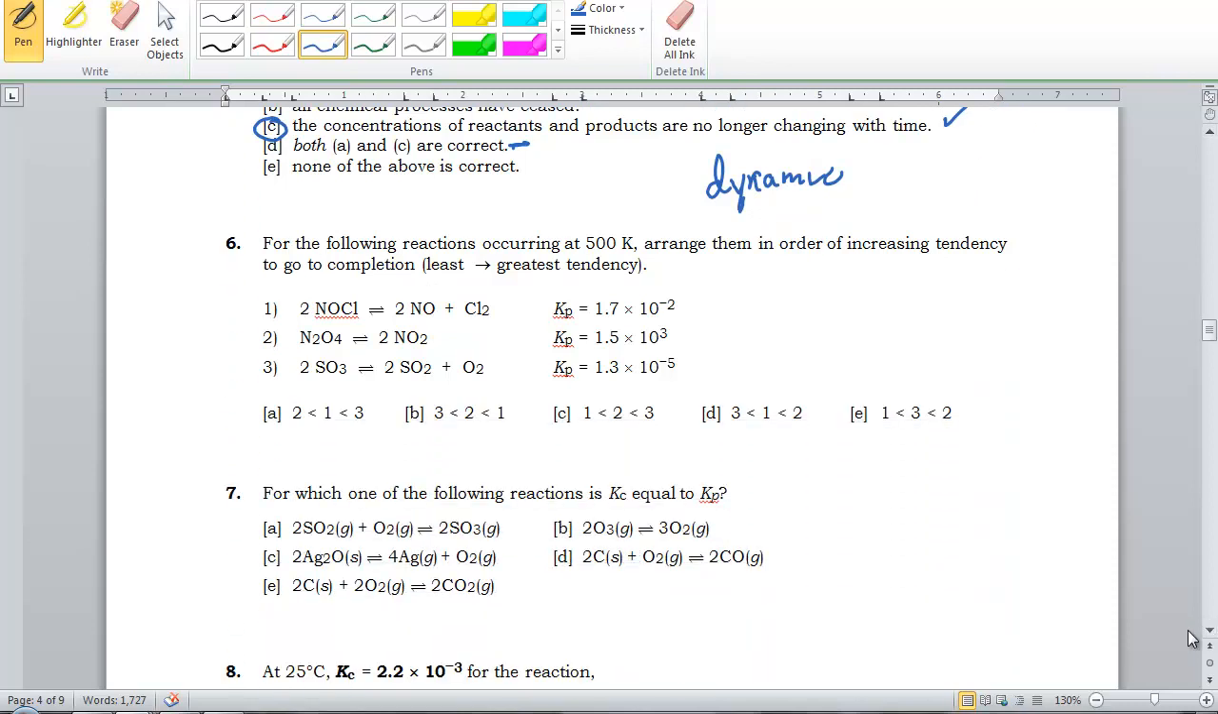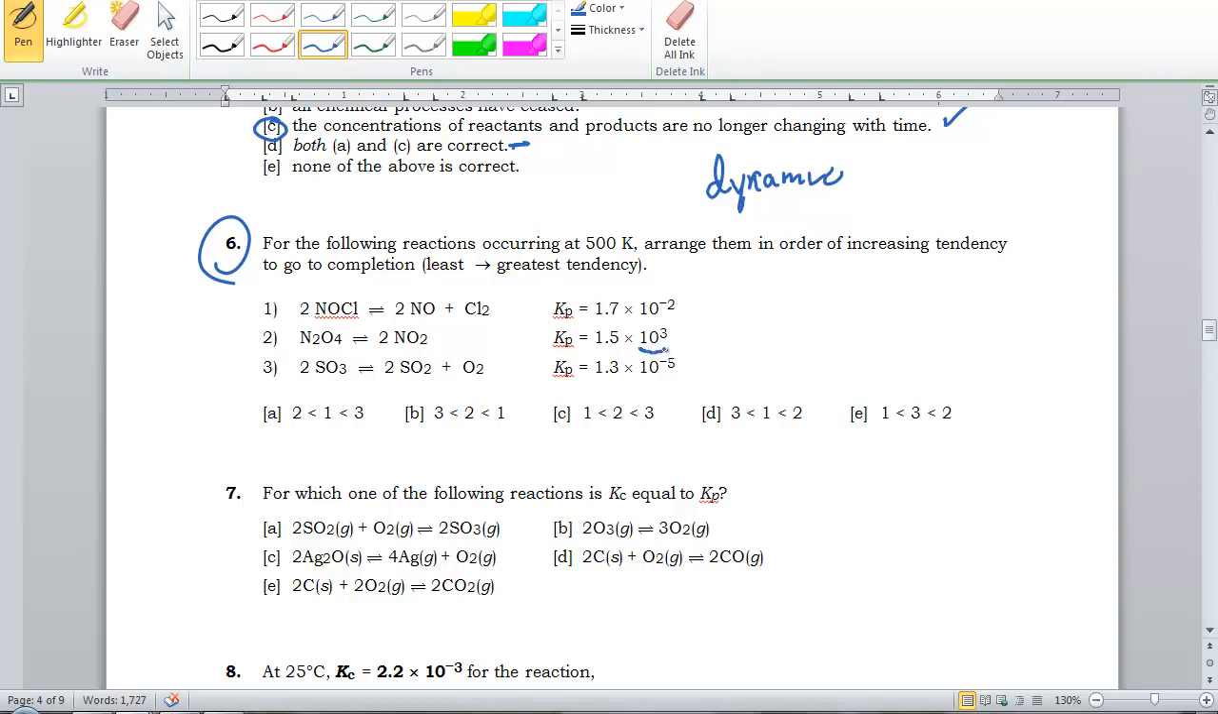All right, we spent some time talking about the magnitude of K, and that's what we see in problem 6. You need to know what the magnitude of K tells you in terms of how the reaction goes toward completion. Does the equilibrium lie far to the right? Does it lie far to the left? Or does it lie somewhere in between? And the magnitude of K tells you that.